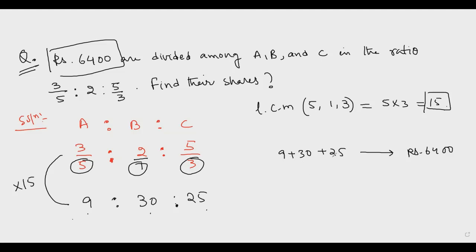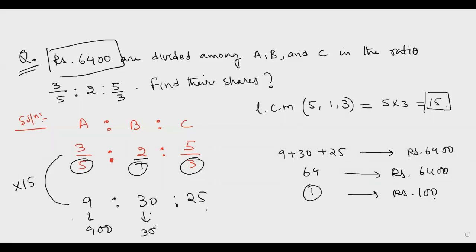okay, see, how much? 64. 64 is equal with 6,400. So value of 1 is now going to be 100, right? So 1 is 100. 9 will be 900. 30 will be how much? 3,000. And this will be 2,500. That's it. Okay.